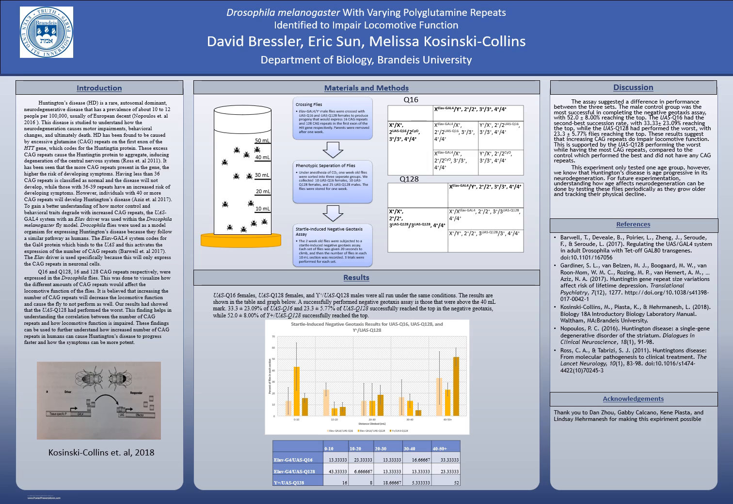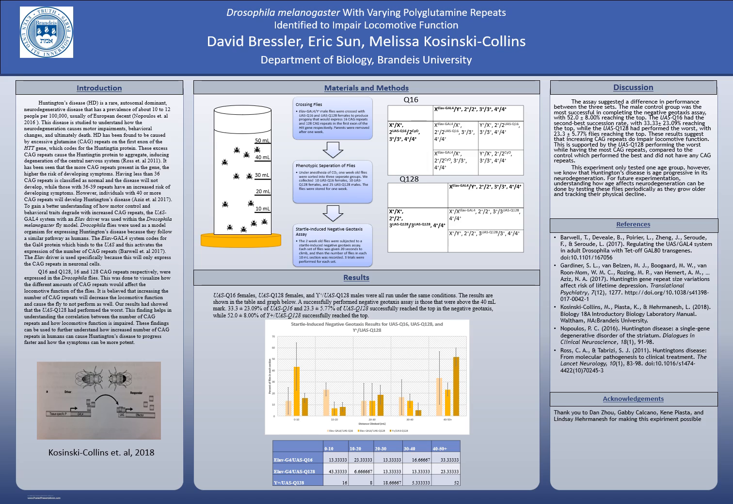We also used the ELAV-GAL4 UAS driver system. The ELAV-GAL4 driver allowed only the neuronal cells to be targeted, and the ELAV driver made the GAL4 gene create GAL4 protein, and the GAL4 protein then bound to the UAS system, which promoted the expression of however many CAG repeats we had placed into these flies.